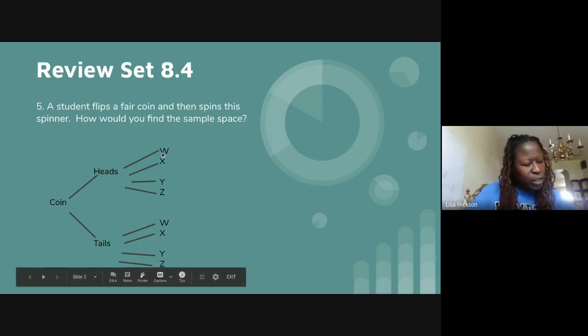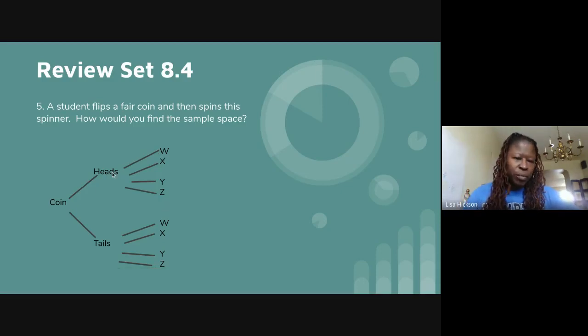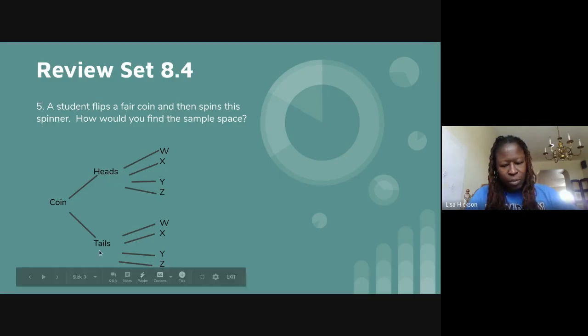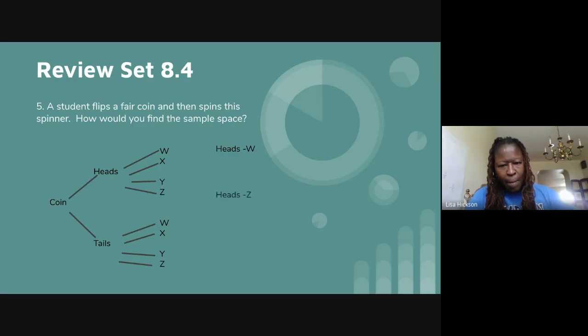But now the spinner they gave you had 4 letters. So when we get heads, we can either get heads and a W. We can get heads and an X. We can get heads and a Y. And we can get heads and Z. So this is one way that you could find the sample space.